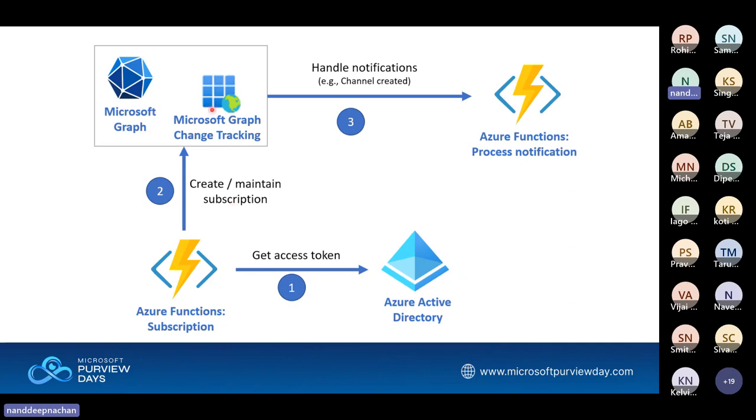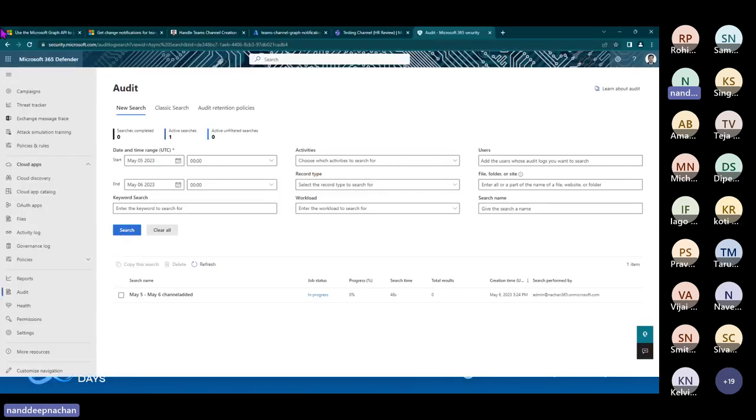Once we get the subscription, what Microsoft Graph is going to do is, whenever something happens on that resource, so in this case maybe a channel is getting created, it will simply go ahead and give us the notification. To process those notifications, we will again need something. So here we have got that Azure function. Okay, so let me quickly walk you through what kind of notifications we have got.